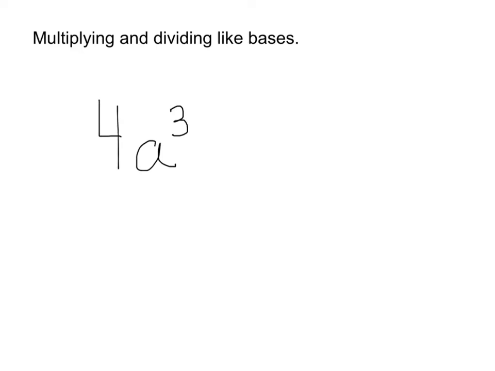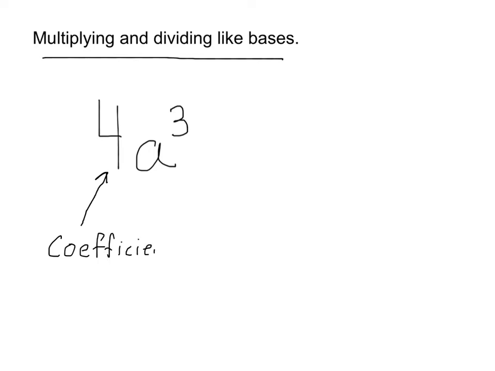All right, so what we're going to talk about here are multiplying and dividing like bases. Okay, before we get started, let's understand some parts of an expression. The 4 right here is called the coefficient. A coefficient is just a number in front of a variable. The A is the variable, but we don't call it the variable in this case. In this expression, we call it the base.